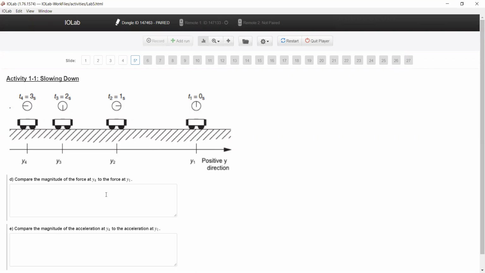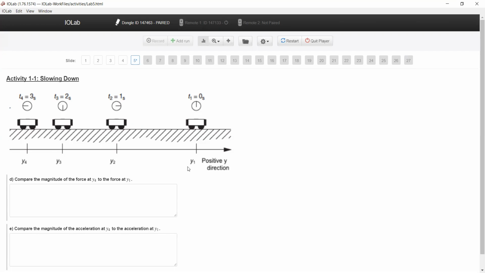Okay, how will they compare? Will they be same or different? Compare the magnitude of the acceleration at y4 to the acceleration at y1. So you can write it based on your force, whether it's constant or not. Acceleration is the rate of change of velocity, and we are slowing down at a steady rate. So you may go ahead and write whether it will be the same or not.